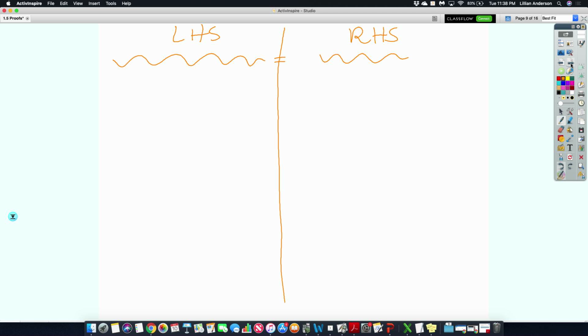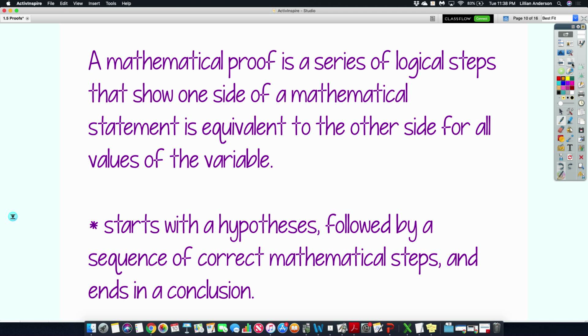Now that you've completed that piece of the assignment, let's talk about proofs a little bit more in depth. A mathematical proof is a series of logical steps that show one side of a mathematical statement is equivalent to the other side for all values of the variable. Okay? Every mathematical proof starts with a hypothesis followed by a sequence of correct mathematical steps, and ends in a conclusion.